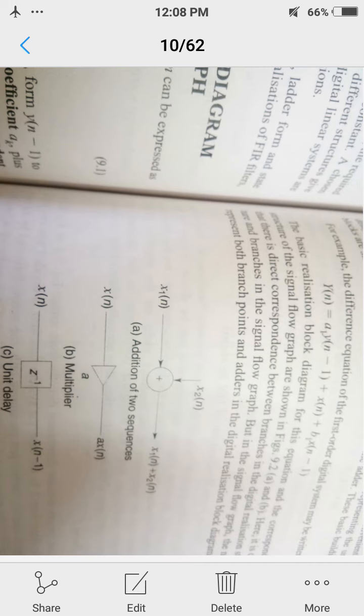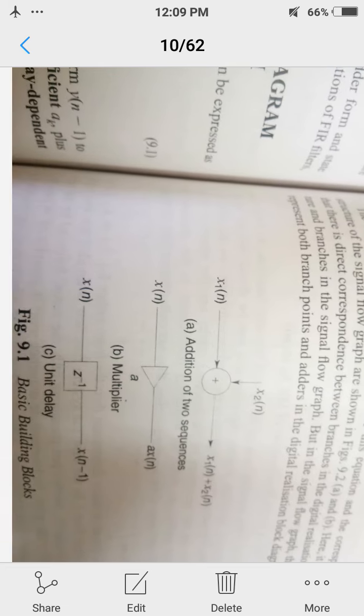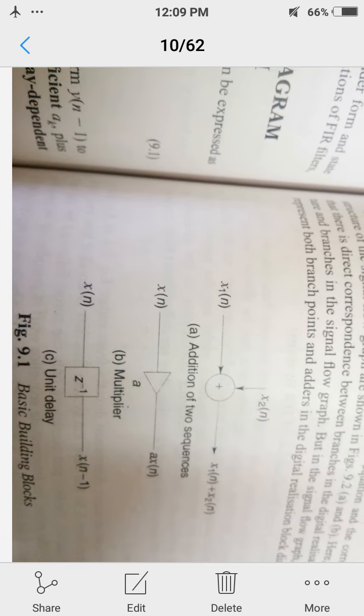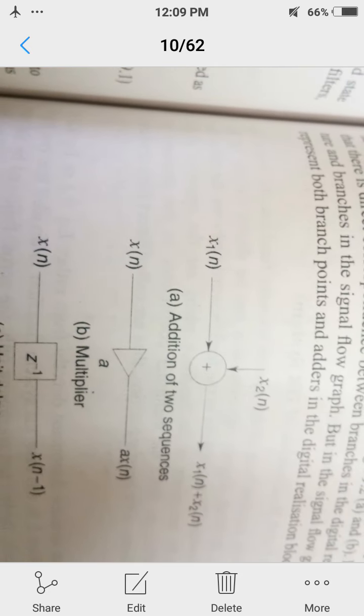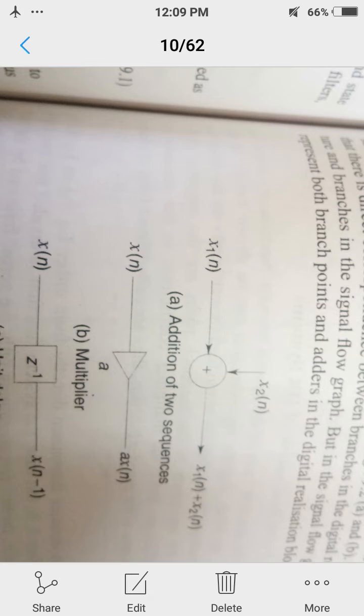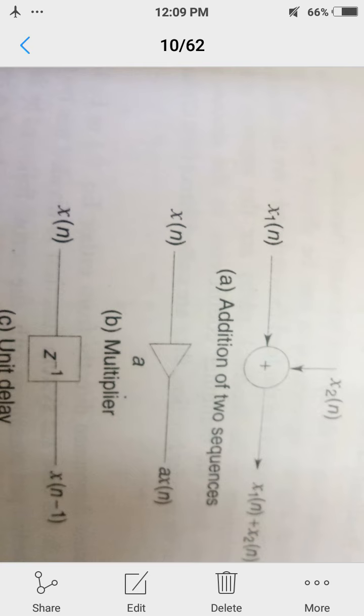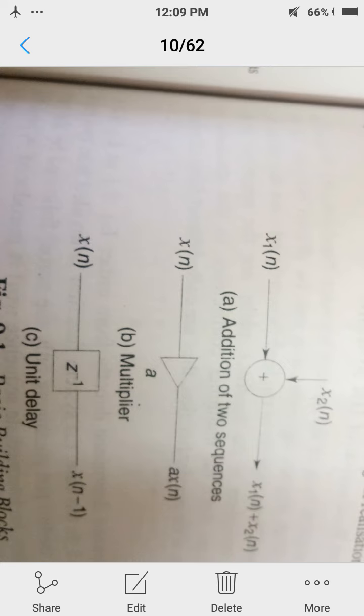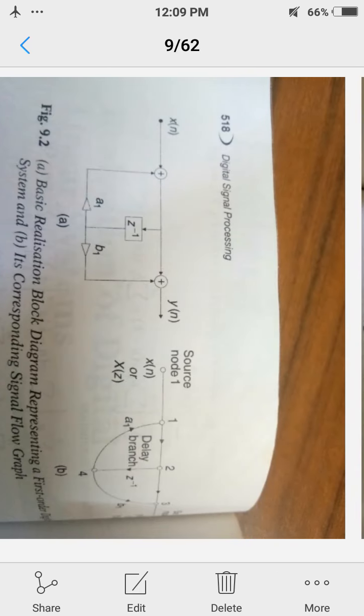So if the equation is y[n] = a1 y[n-1] + x[n] + b1 x[n-1], if this is our difference equation, then the basic building blocks we will be using are as follows. The symbol of addition is like this: x1[n] plus x2[n]. This is the multiplication symbol: x[n] is multiplied by a quantity a. And the unit delay is represented by z inverse: x[n] is delayed to x[n-1]. This is the unit delay. These are the basic building blocks.